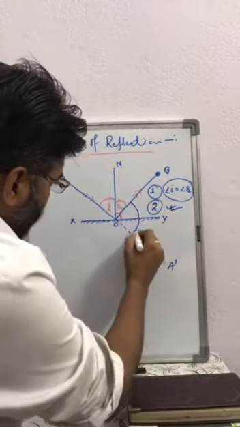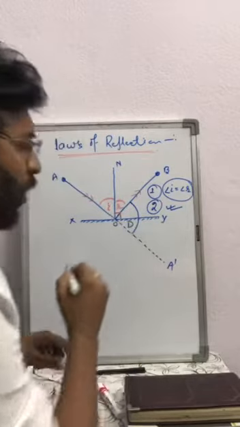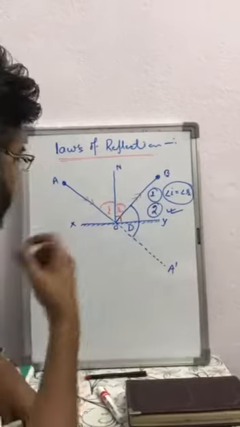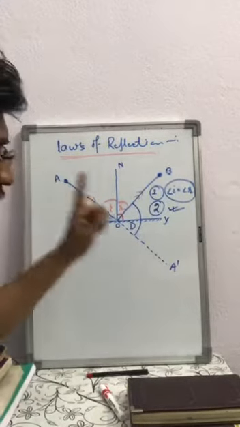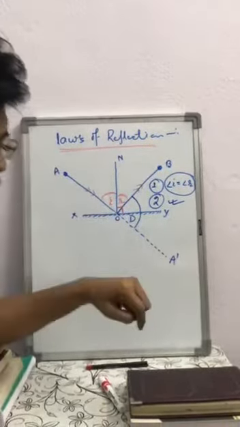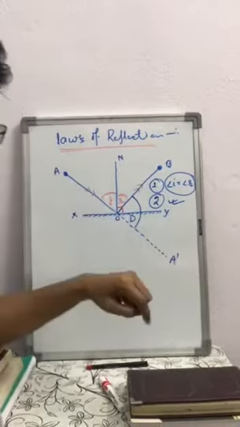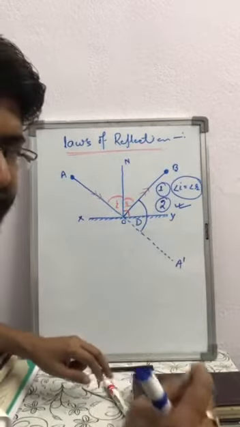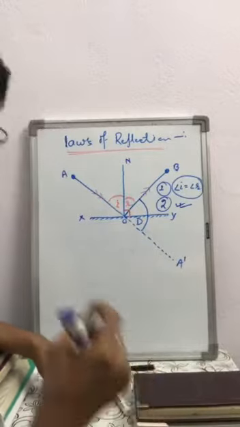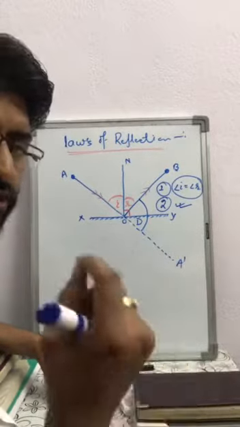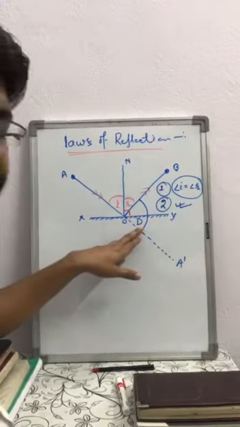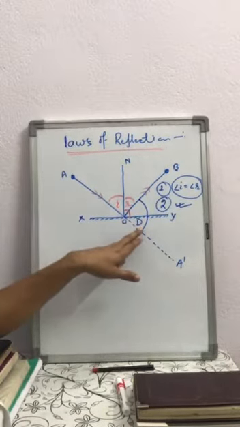So that angle is known as the angle of deviation. We define the angle of deviation as the angle by which the incident ray deviates from its path in the presence of a smooth surface, a plane mirror, or any surface which shows regular reflection. It is denoted by D.